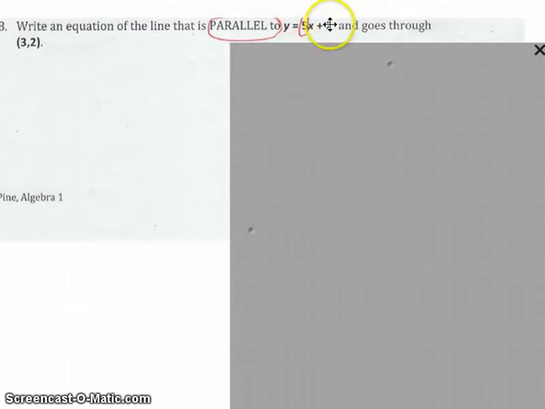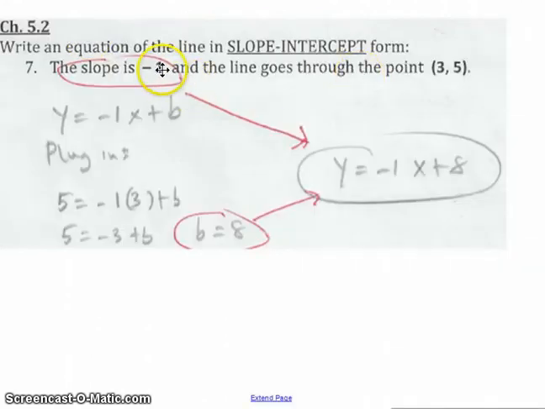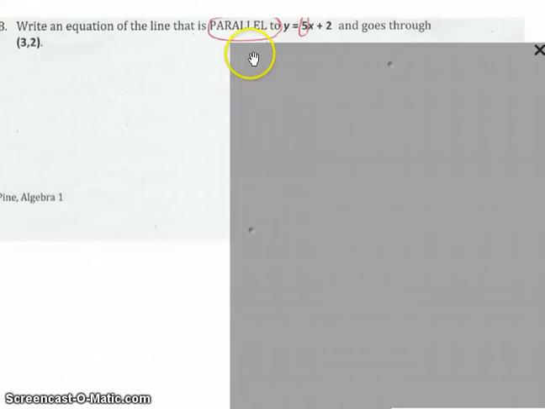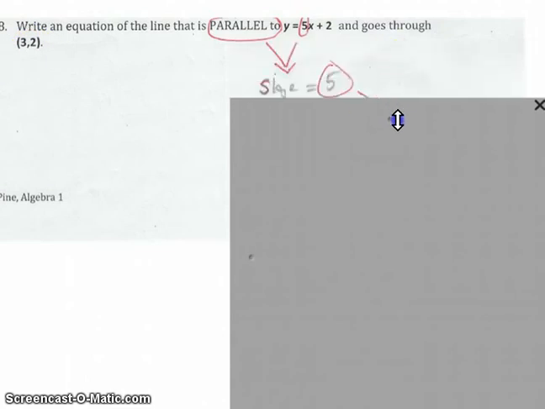This 2 is going to go away. The 2 is useless to me. I cannot make use of that 2. But I can use the fact that my new line is going to go through (3, 2). So just like the last problem, I had slope and a point. Well, actually, this time I have slope and a point too. I'm stealing this slope, 5, from the other line, the parallel line, and combining it with that point. Now it's just going to work the same way as the last problem.